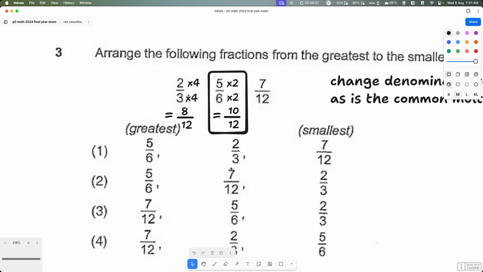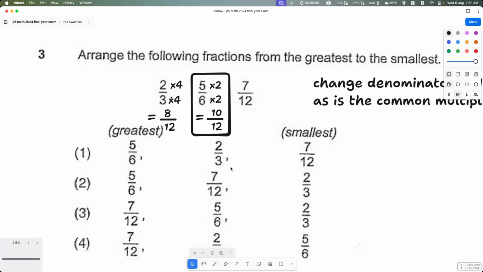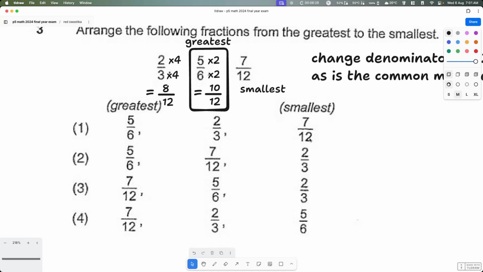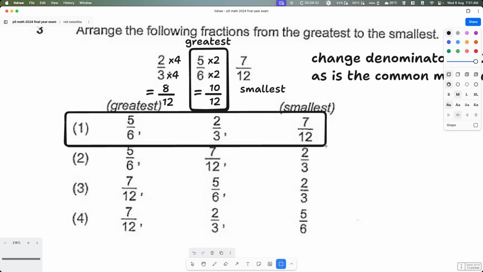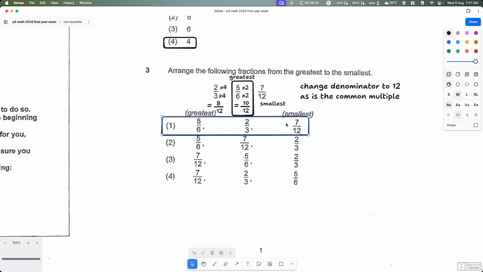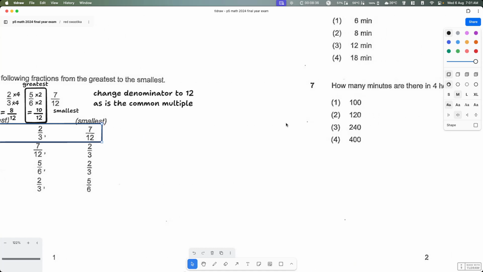From here, can you guess which one is the smallest and which one is the greatest? The greatest is here, 5 over 6, and we're going to put it like this. And then the smallest is this one, 7 over 12. So from here, we can guess the answer. The smallest is 7 over 12. Then from here, I think we know the answer. This is option number 1. Let's move on to the next question.